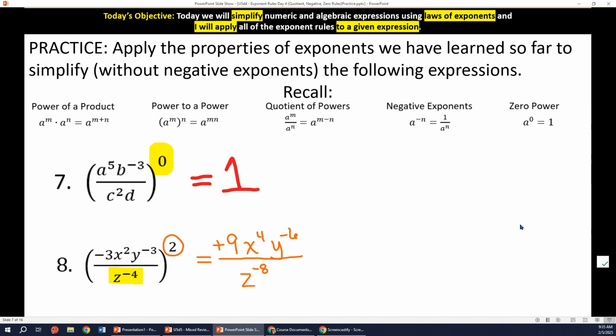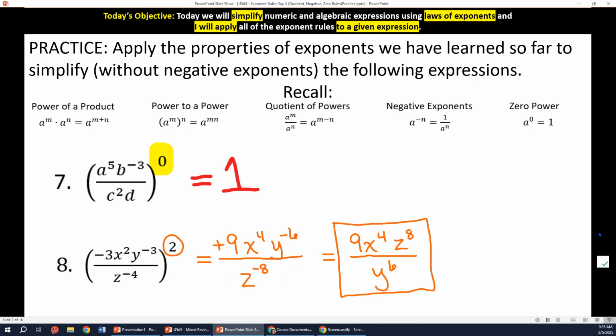Okay? Then the next thing I'm going to do is work with my negatives and apply the negative property that says move them to the other side of the fraction and change the signs to positive. So I move my z to the negative 8 to the top and my y to the negative 6 to the bottom and make those exponents positive. Also, you'll notice the plus sign here, I didn't write it over here. You only have to write negatives, because if it's not written as a plus, you know it's defaulted to a plus. Okay, so that is my final answer to number 8.